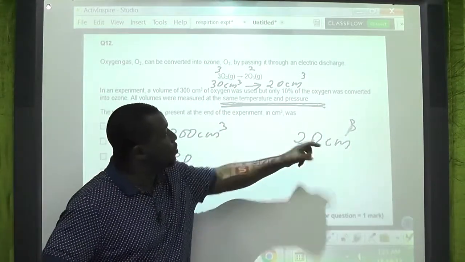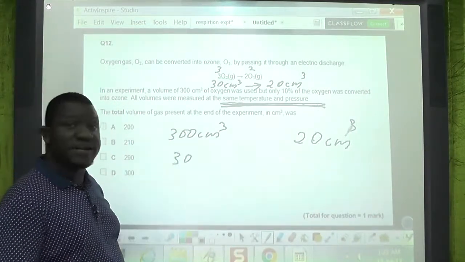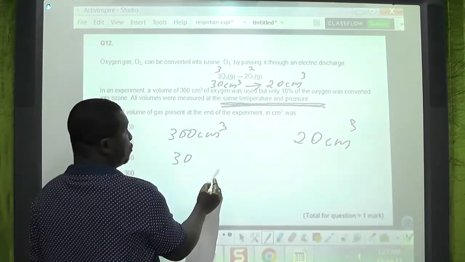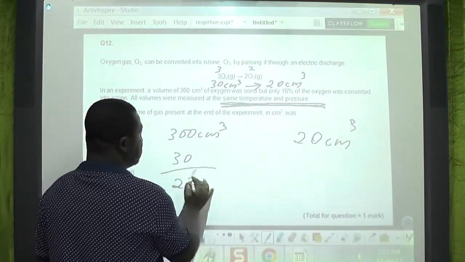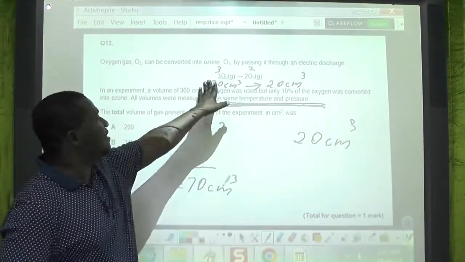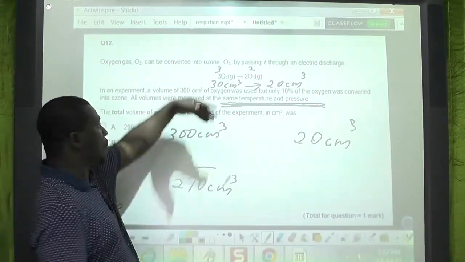You made 20 cm cube. You had 300. Out of the 300, how many reacted? 30 reacted. What did you have left of oxygen? You had 270 cm cube of oxygen left unreacted. 30 cm cube finished, reacted. So that is gone.